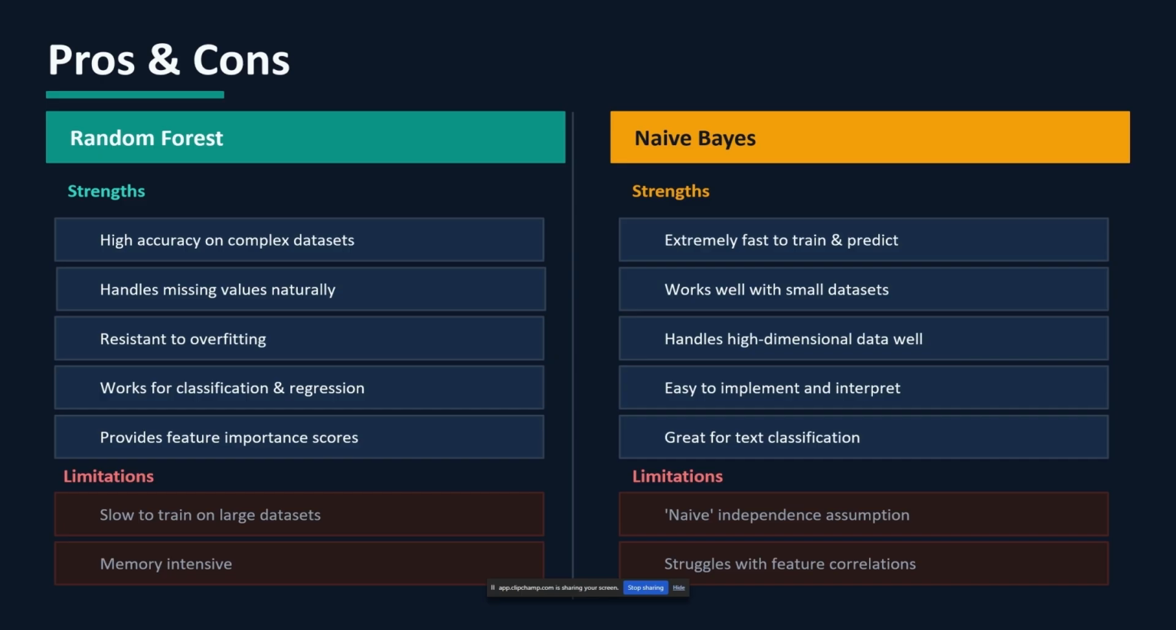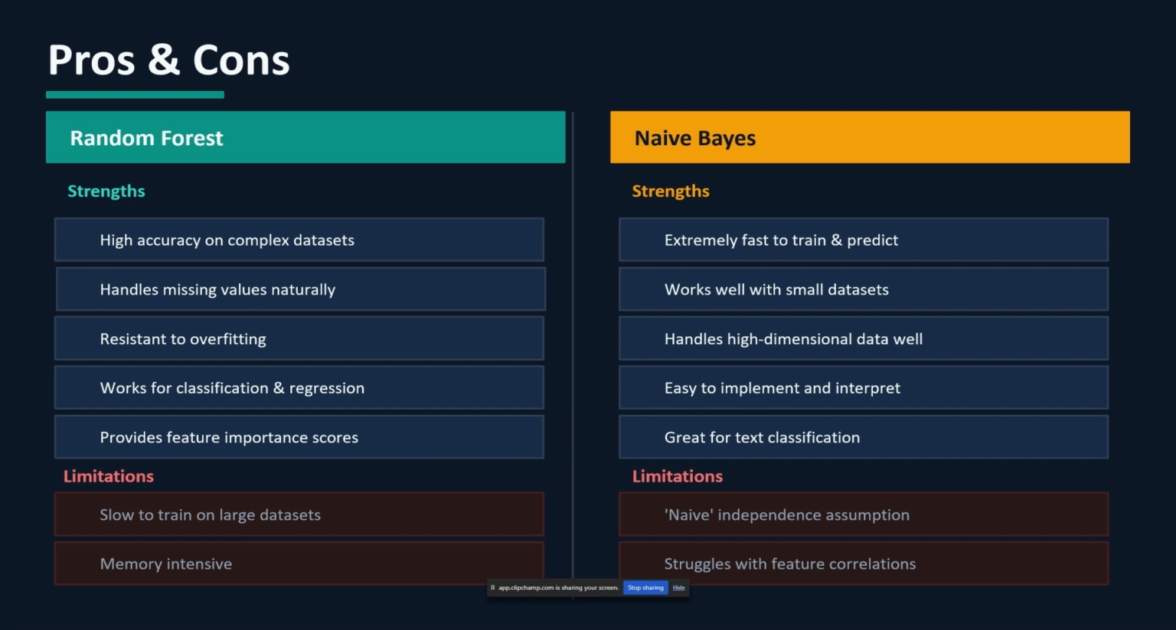Moving on, random forest provides high accuracy and handles complex datasets well, but it is slower and less interpretable. It handles missing values naturally. It is resistant to overfitting since there are multiple trees working on multiple subsets of data. It works for classification, also regression, and it also provides feature importance scores.